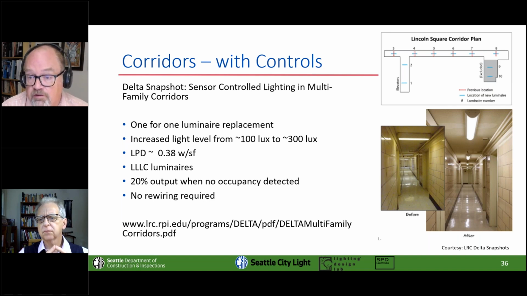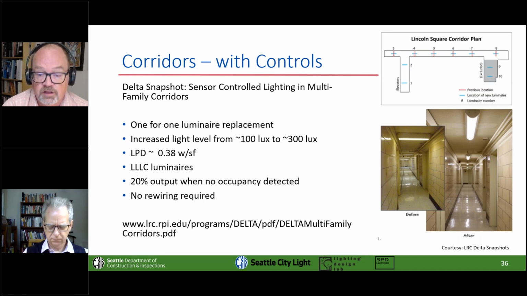This is a great example from a few years ago that you can see the Delta snapshots if you want to learn more from the Lighting Research Center in New York. They did a project where they took an existing multifamily development. They replaced the existing fluorescent lighting with LED-based fixtures with luminaire level lighting controls. They oriented them better for human vision than the system was before, but they did a one-for-one luminaire replacement, right? They just put a different light fixture in and spun it 90 degrees, so it worked better. Didn't have to rewire anything, didn't have to do any of that stuff.